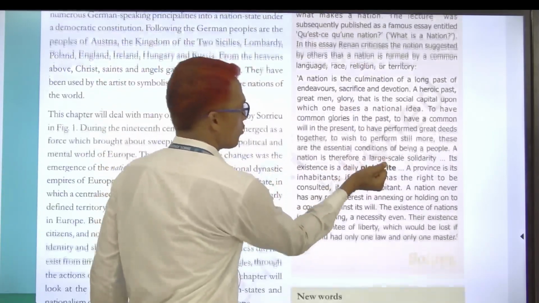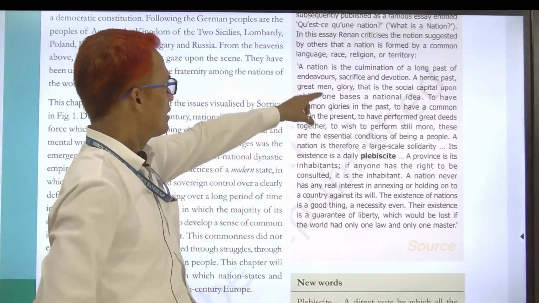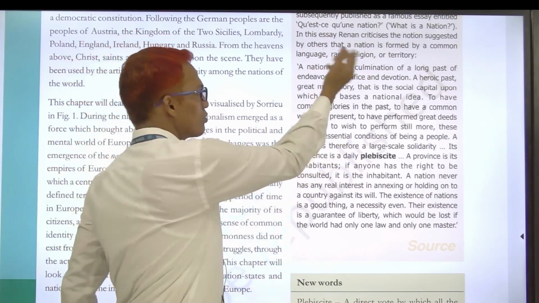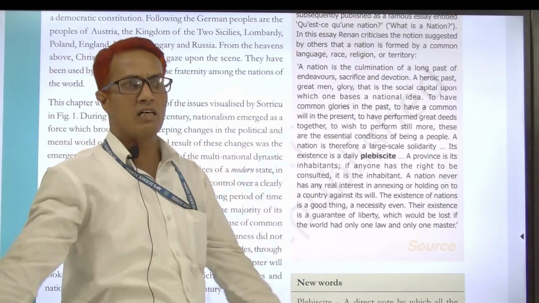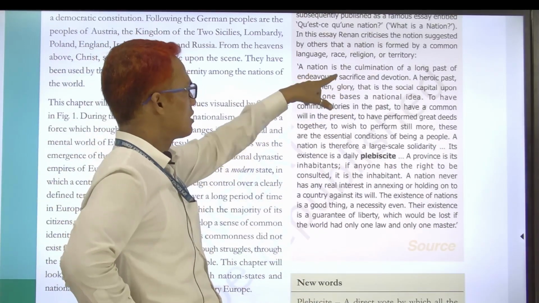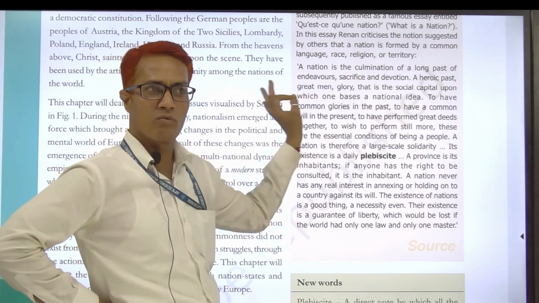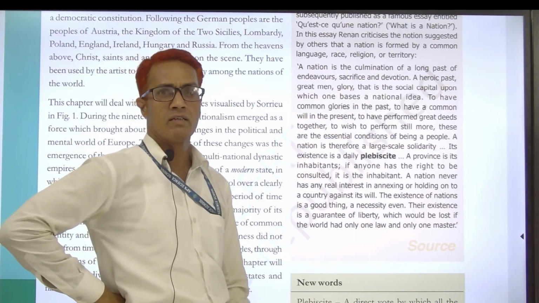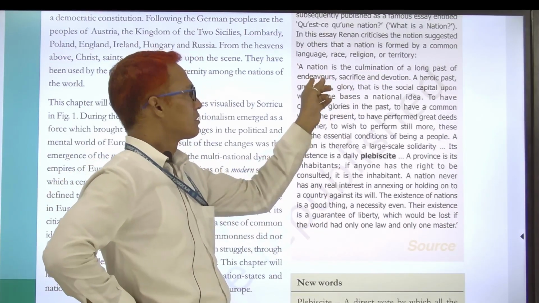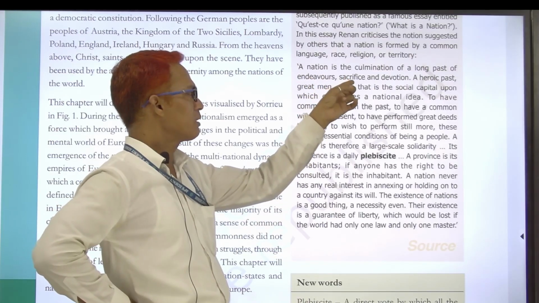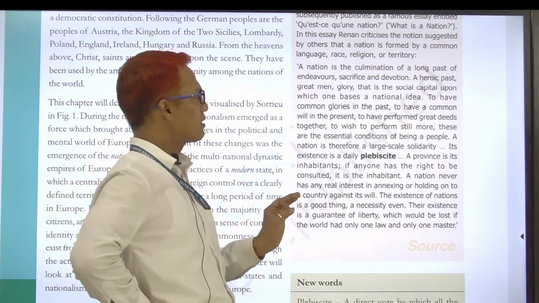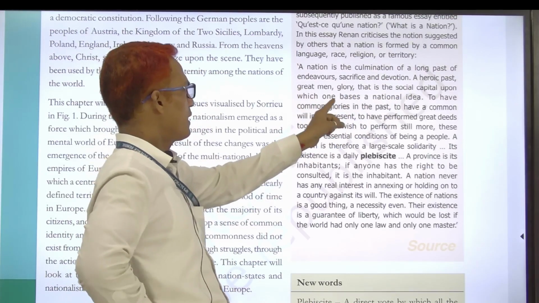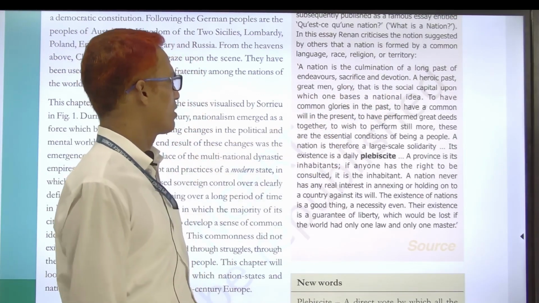Now the time comes for Ernest Renan. Here Ernest Renan modifies the two definitions into one with a very broad idea, very broad mind. First of all, I repeat the words here. A nation is the culmination of a long past of endeavors, a very long past of endeavors. That word relates to bravery. Second point, sacrifice. And third point, devotion. A heroic past, great men, glory, that is the social capital upon which one bases a national idea.